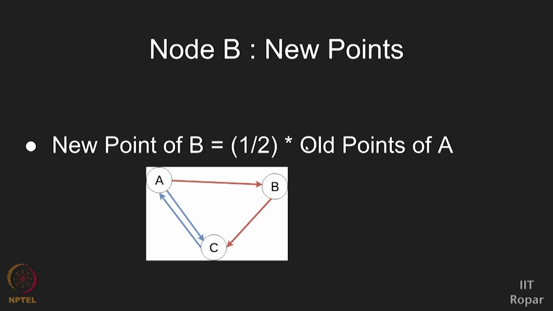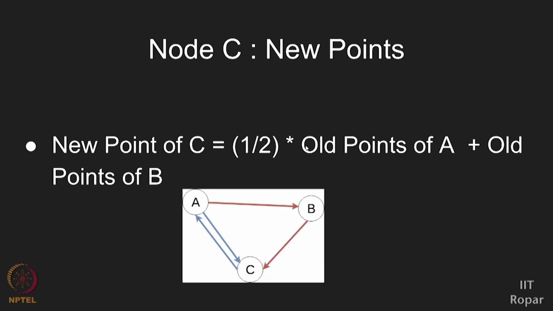Same like that for node C. The new points is he'll get half from node A, as well as from B he'll be getting entirely. So this is how the game has to be played. A game where initially all the nodes were given equal points, say 100 points, and the points have to be exchanged between the parties following this rule: however many outgoing edges you have and however many points you have, you should share it equally among all the people. So that is the rule. Following that, you should play the game.